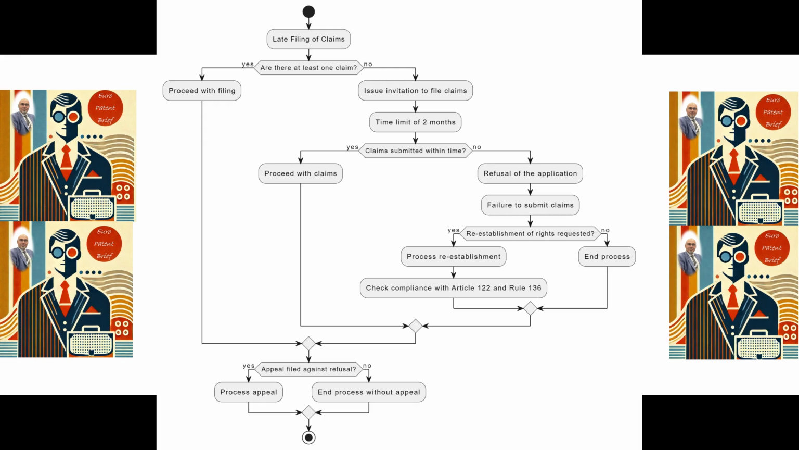While further processing is not available, you can request re-establishment of rights under Article 122 and Rule 136. You may also appeal the decision. Pause here. Think about your strategy. Will you need to appeal or request re-establishment?